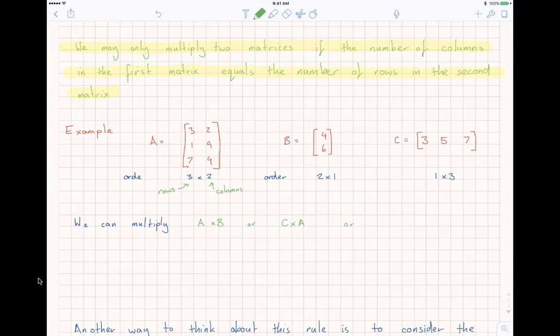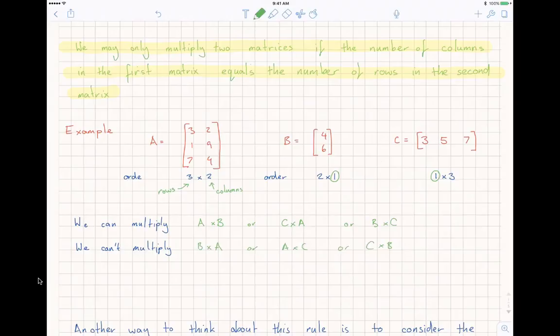We can also multiply B times C. We can multiply B times C because B has 1 column and C has 1 row. So they can be multiplied. But what we can't multiply is B times A or A times C or C times B.